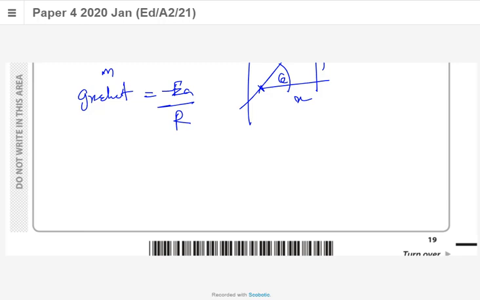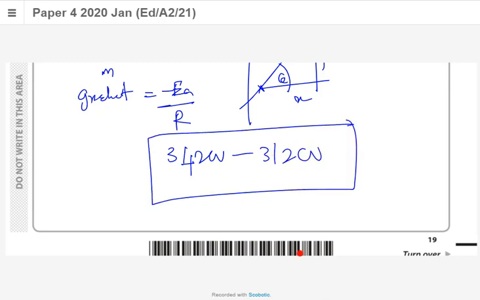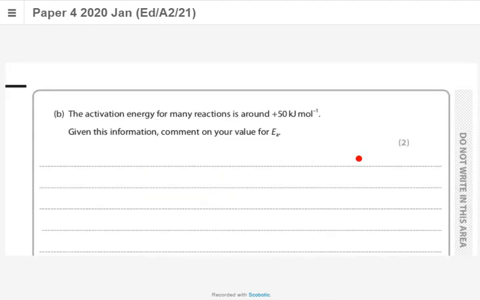You should get an answer between 34,200 and 31,200. So if you're getting an answer in that range, that's perfect. Only an answer within this range is accepted, right? So I'm going to skip that part because it's just plotting the graph and calculating the gradient.